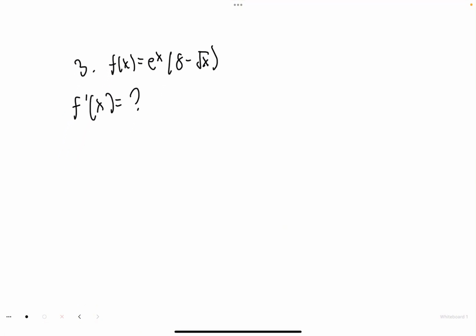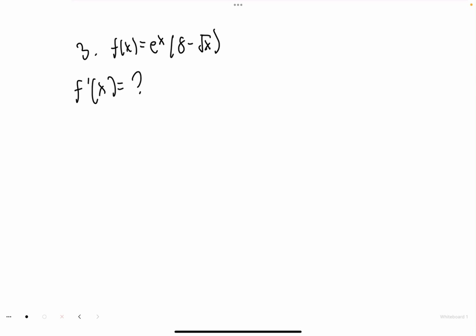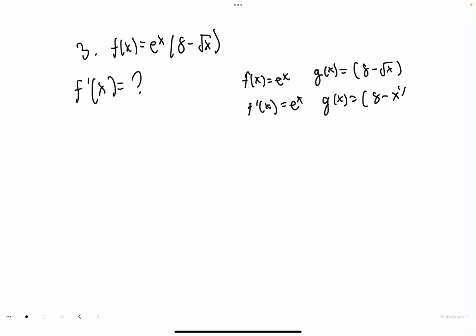And last but not least, we have a product. And so e to the x is special because let's say f of x is equal to e to the x. F prime of x is also e to the x. And then g of x is equal to 8 minus root x. So let's rewrite it. G of x is equal to 8 minus x to the 1/2. So now if we use the power rule, 8, a derivative of any constant is 0. So negative 1/2 x to the negative 1/2, subtracting 1 from the exponent. And so we have to put it back. So it's actually negative 1 over 2 root x.